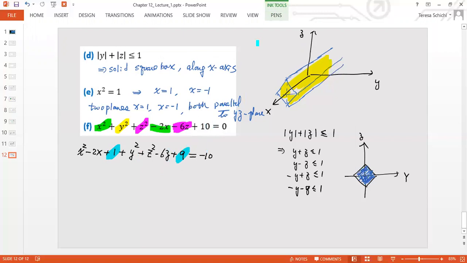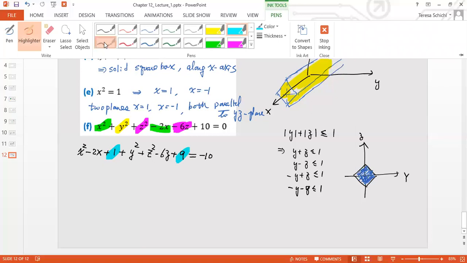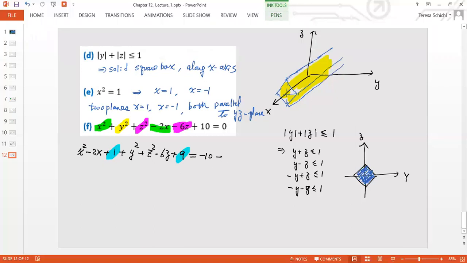So in here, let's see, what do I need to do? I need to add 9 and I need to add 1 on this side too. So this one will give you x minus 1 squared plus y squared plus z minus 3 squared equal to what? Equal to 0, right?